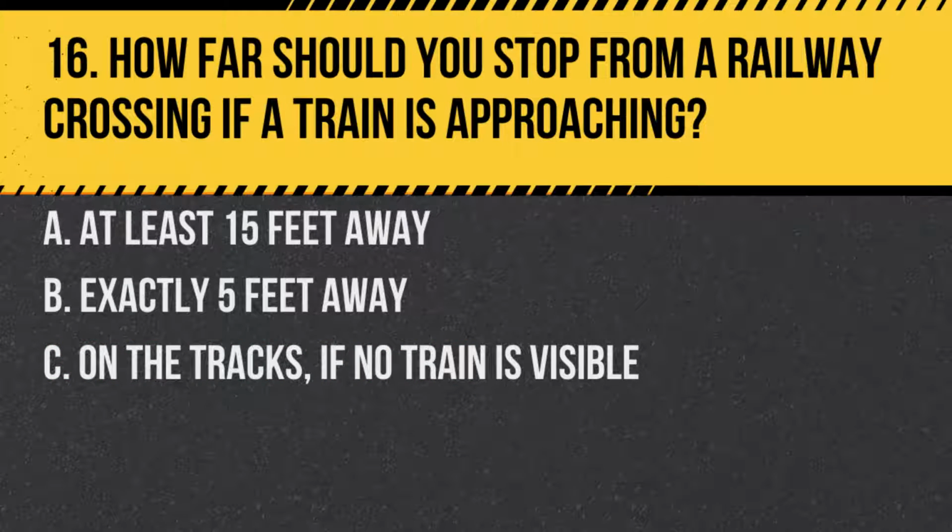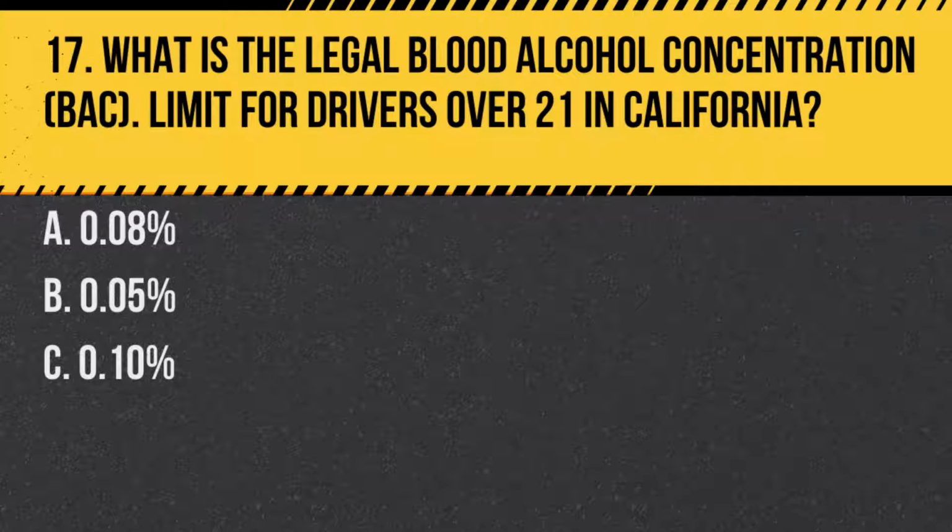Question 16. How far should you stop from a railway crossing if a train is approaching? A. At least 15 feet away. B. Exactly 5 feet away. C. On the tracks if no train is visible. Answer A. At least 15 feet away. Stopping at least 15 feet from the tracks ensures safety if a train is approaching, allowing for enough space to prevent accidents.